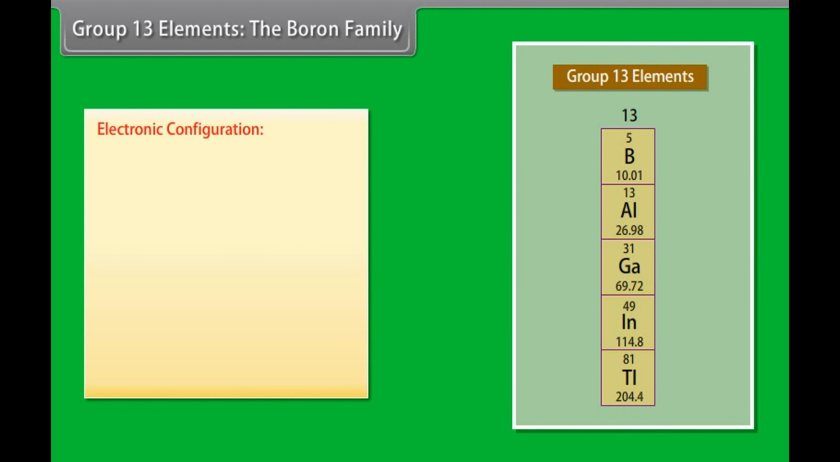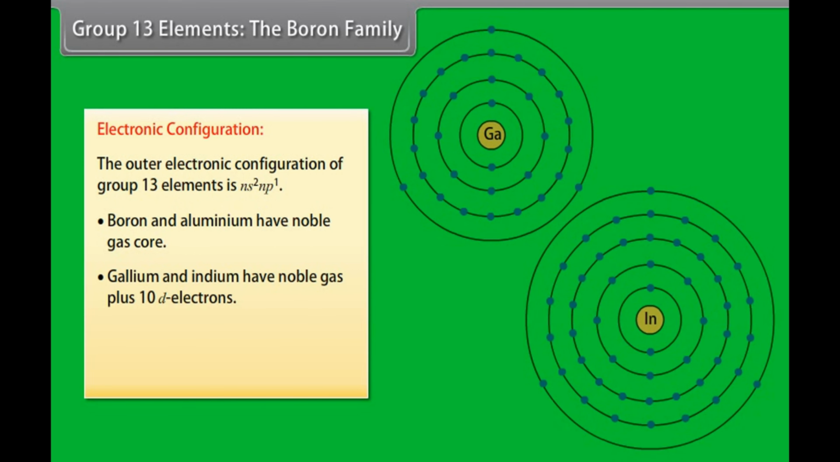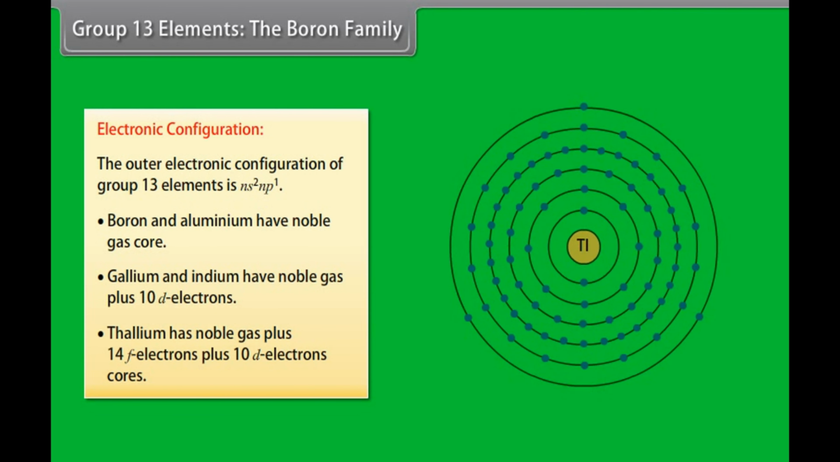Electronic configuration. The outer electronic configuration of group 13 elements is ns2np1. Boron and aluminium have noble gas core. Gallium and indium have noble gas plus 10d electrons. Thallium has noble gas plus 14f electrons plus 10d electrons cores.